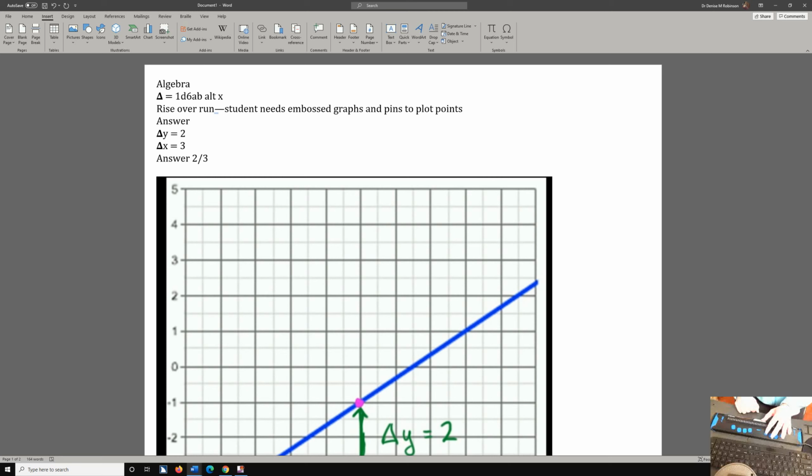You can also do 1 and space to go up, Bold capital delta equals 1d6 ab alt x, which does read out loud, and then 4 and space to read. Rise over run m dash student needs embossed graphs and pins to plot points. So those are your options to go up and down and read. And of course, everything is directly underneath of my fingers. So I'm going to go ahead and rocker bar down. Rocker bar is just easier for me, but I have some students with limited finger movement, and 4 in space and 1 in space is just easier.